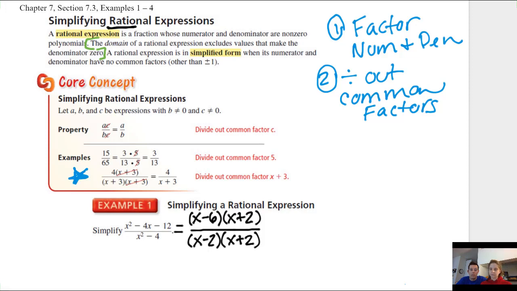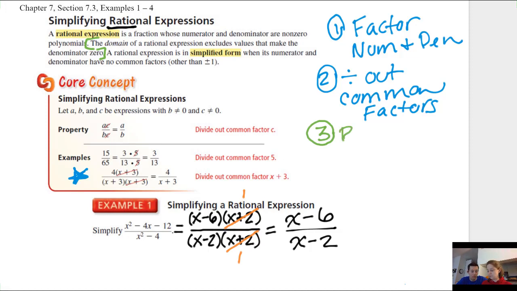Step 2, we'll cancel out the common factors of x plus 2. When we divide those, we of course get 1. It may be helpful to you to write 1, and that is equal to our simplified rational expression, x minus 6 over x minus 2. But this is not a complete answer. We have simplified the rational expression, but we lost some information from the original problem.